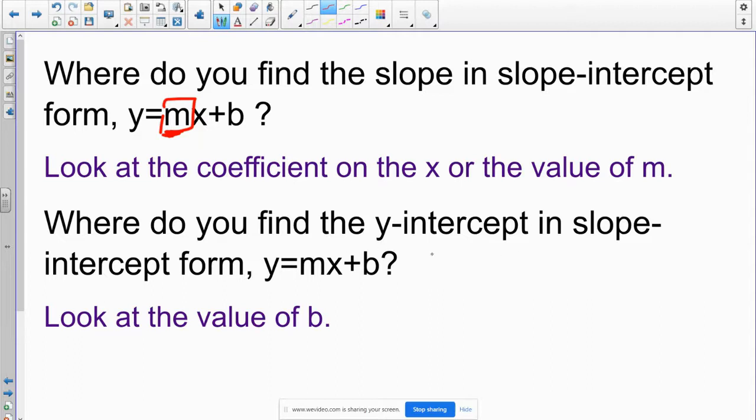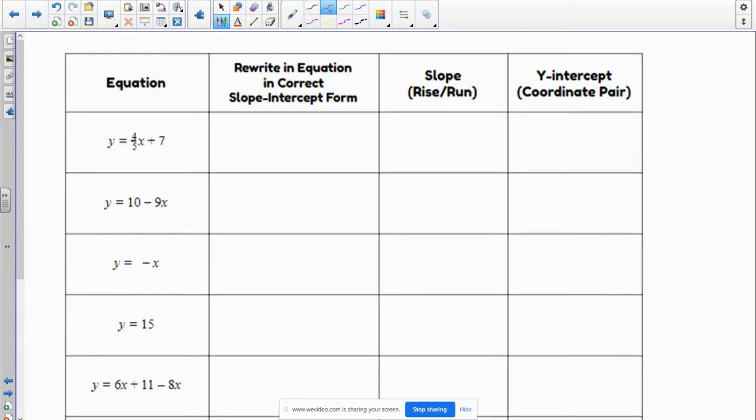Where do you find the y-intercept in slope-intercept form? You just look for the value of b. That last term, if it's written in y equals mx plus b, is the y-intercept. Looking at these equations here, we're just going to notice the columns. The first one is just the equation that's given. The second column is to rewrite the equation in correct slope-intercept form. The third column is slope, which is rise over run. And the fourth column is the y-intercept, which we're going to write as a coordinate pair.